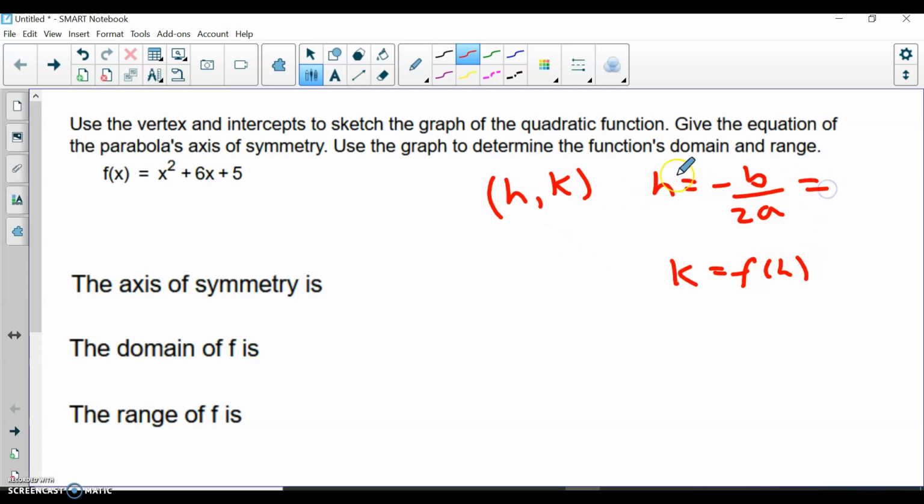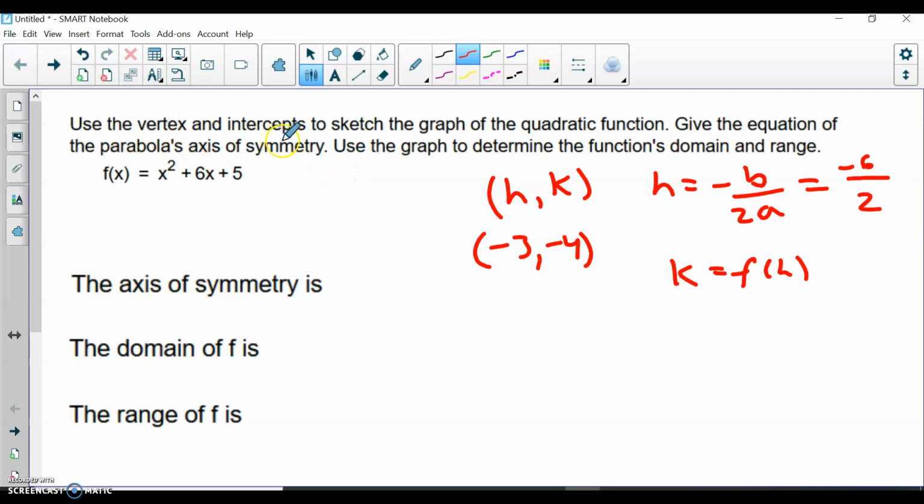So h is going to be negative b, so we're talking negative 6 over 2a. Since a is just 1, the coefficient of the quadratic term is 1, 2 times 1 is 2. So h is negative 3. Then if you plug negative 3 in, we get 9 here, and then we subtract 18, so that takes us to negative 9, plus 5 is negative 4. So negative 3, negative 4 is the vertex. And that's actually one of the points they want you to use to sketch the graph.